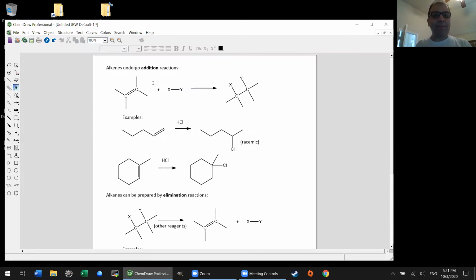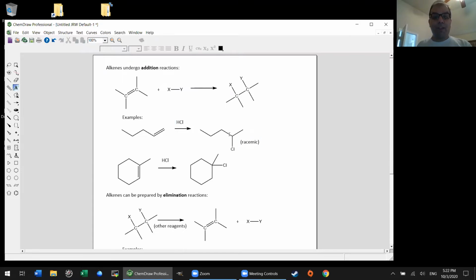Anyway, but chapter 8 is about addition reactions to alkenes. And we already know of one. We know that you can take pretty much any alkene and treat it with HCl, HBr, or HI, and you will get a hydrohalogenation reaction. So for instance, if we took 1-pentene, Markovnikov's rule predicts that we will get 2-chloropentane as the product.